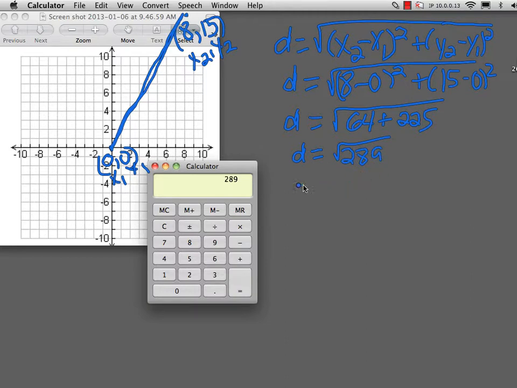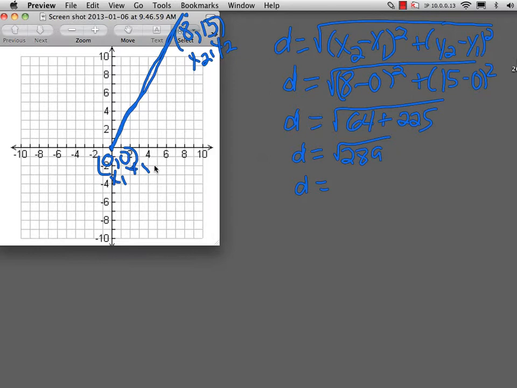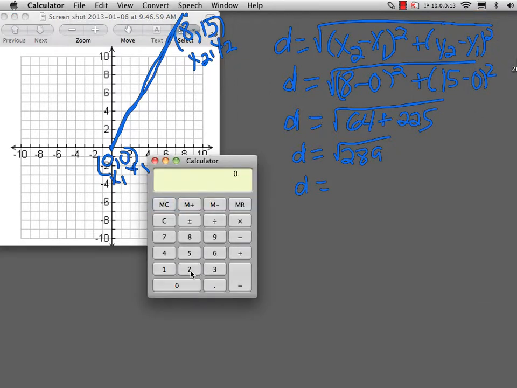289. And a quick check of the math: the square root of 289, I think that's 17, so let's just check it. 17 times 17 equals 289, so our distance is 17. That will be the length of that segment.